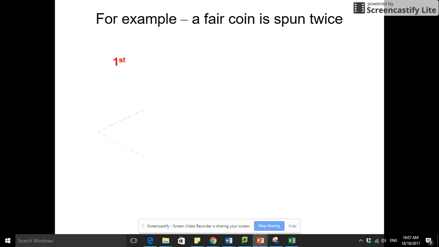So our first time we spin, we've got a head or a tail. That can be our option. It's either going to land on its head or it's going to land on its tail. So those are our two options. Spin one. And remember they said they spin it twice. So if we spin it twice, our second time, if it landed on the head, it's now going to land on either another head or it will land on a tail. And if it landed on a tail, it's now going to land on a head or it's going to land on a tail.